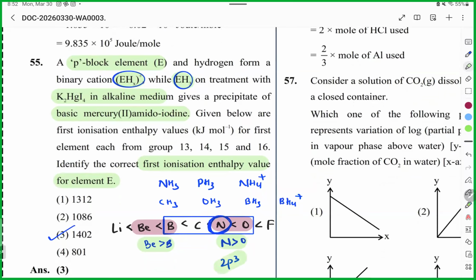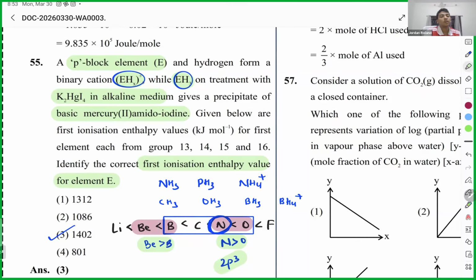Anybody have a question from this? But how do you get the value 1402? It's the highest, that's what they're asking. We never know the value of anything. It's just the highest out of these four. Understood? Yes, sir. If the question asks for the minimum value, the answer will be boron. Boron has the minimum value, right?